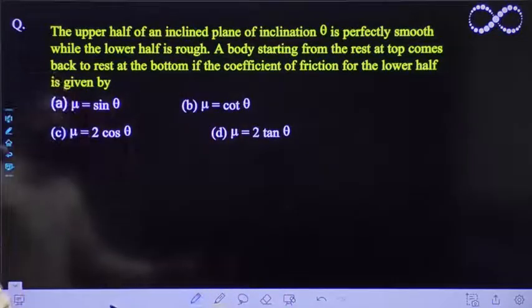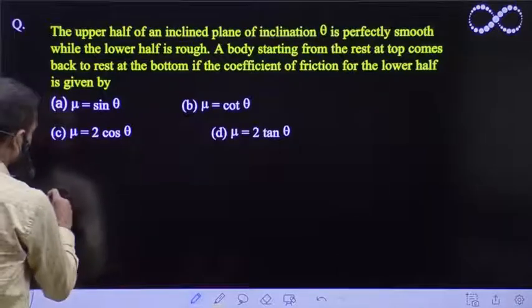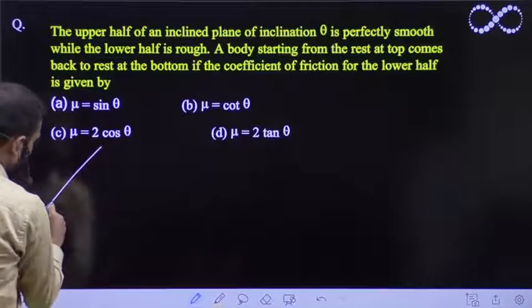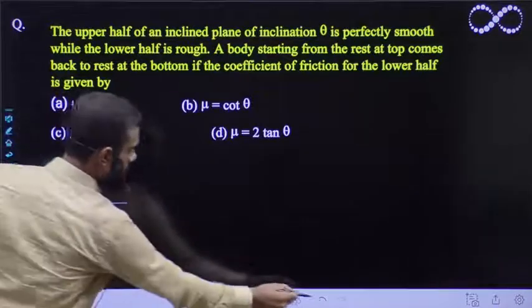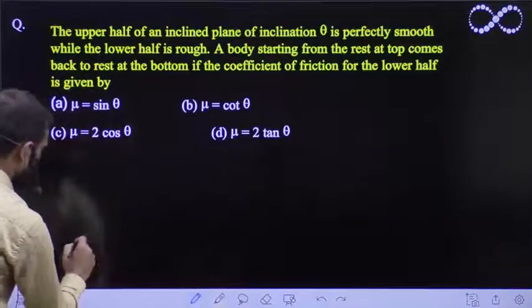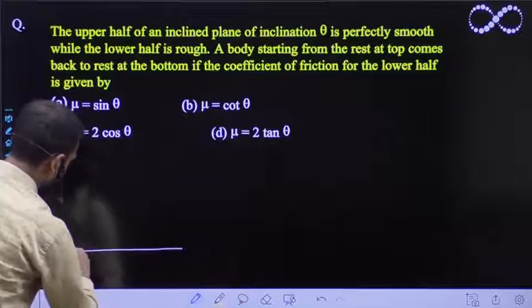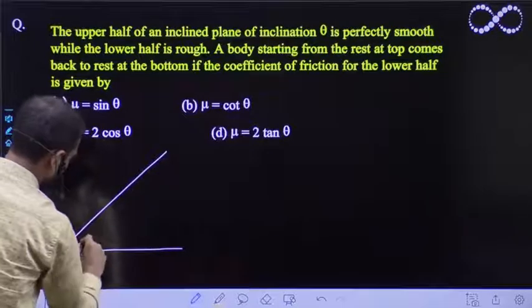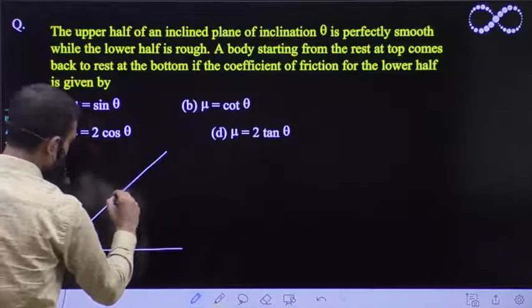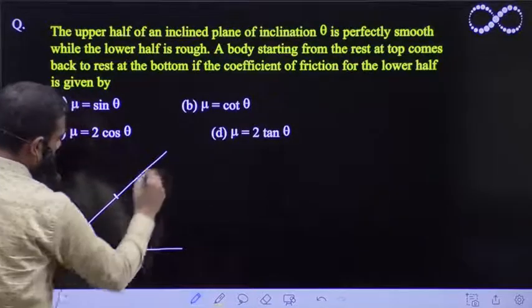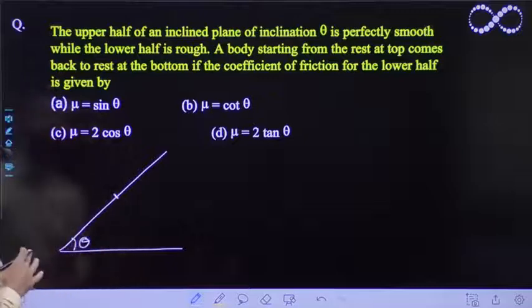The upper half of an inclined plane of inclination theta is perfectly smooth while the lower half is rough. So let us make the figure here. This is the inclined plane and the angle is theta. So the upper half is smooth, so let us take the two halves. This upper half is smooth and the lower half is rough.